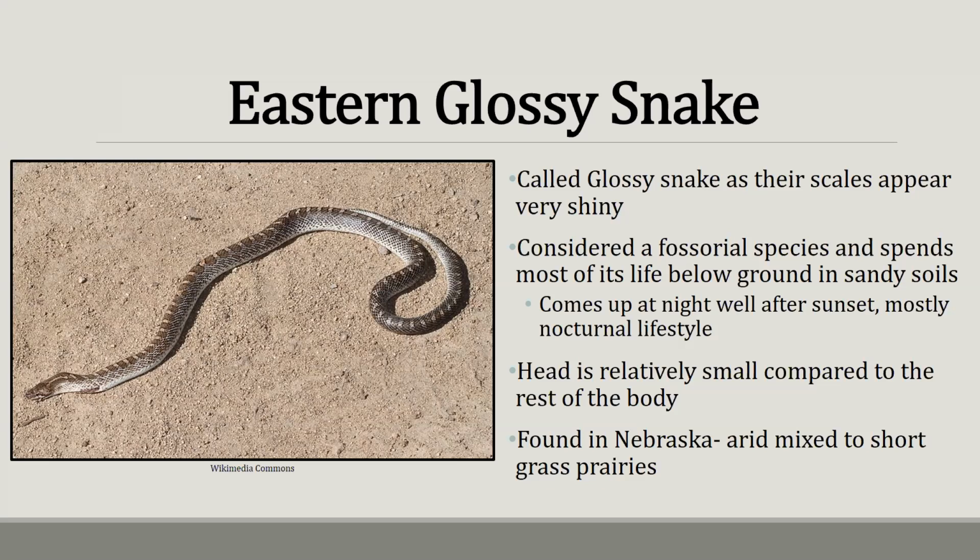And they are true nocturnal snakes. So they will come up after the sun goes down and after it's done being so hot outside, and that's when they will hunt and forage for food. So again, we talked about how animals that are underground usually have a smaller shaped head. These guys are no different. Their head is extremely small compared to the rest of their body. You can see that in that photo there.